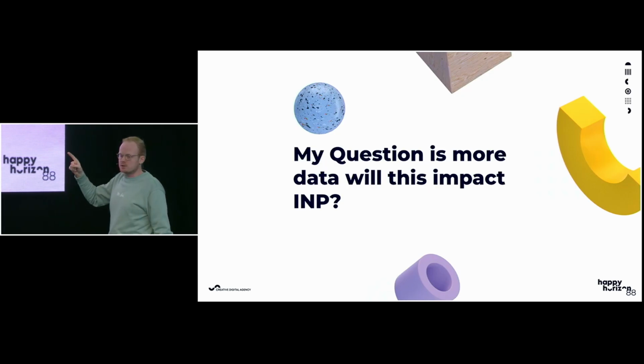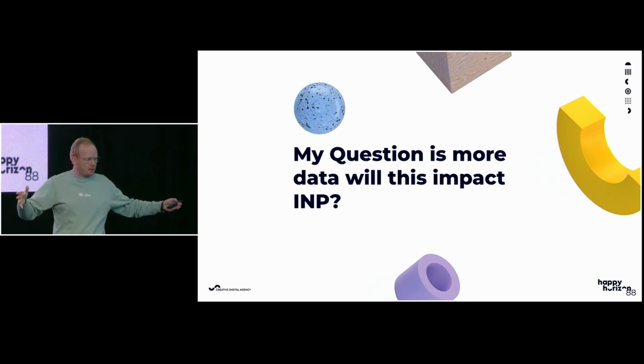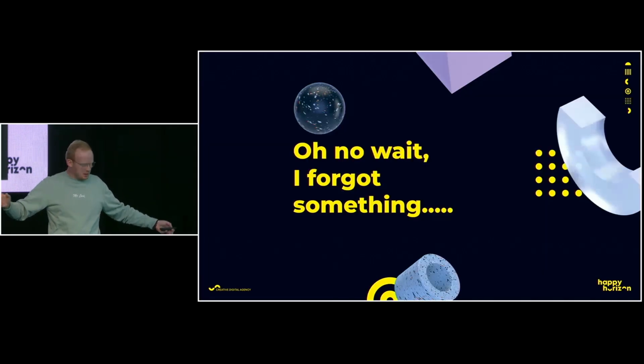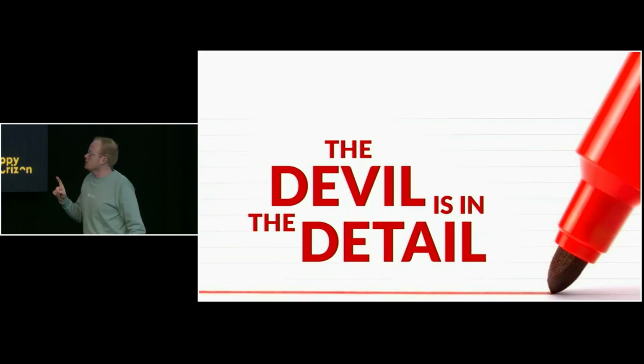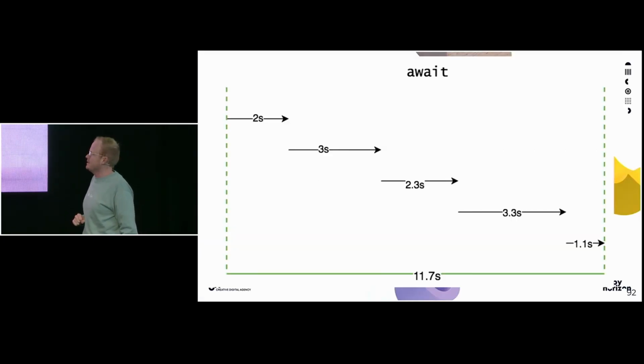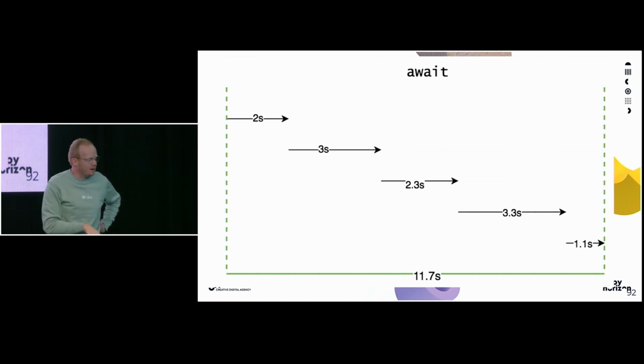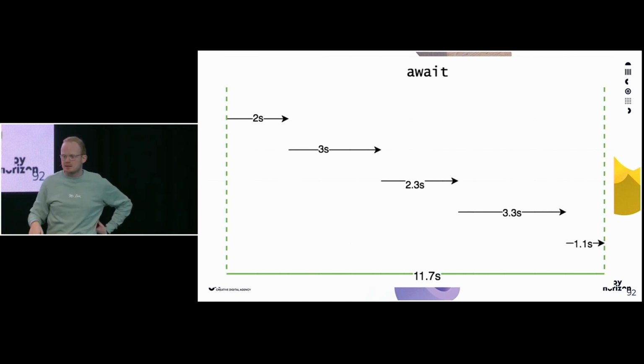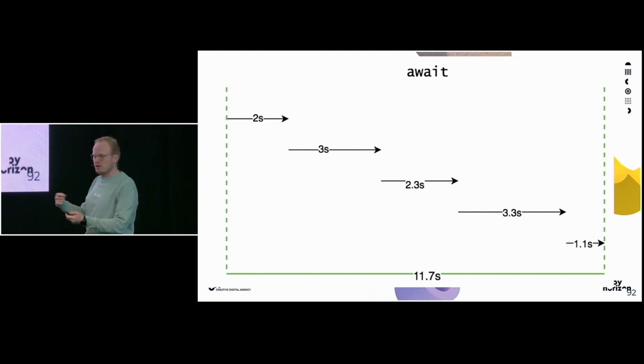But the most important thing is your data is getting bigger now. Your server data. Does it impact anything like Largest Contentful Paint or INP? I think it doesn't. But I forgot something, because the devil is in the details. I added another await after an await, which means you get a waterfall, and they are all waiting for each other. So I got to read the file.